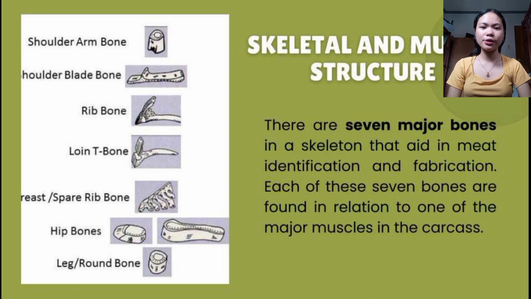There are 7 major bones in the skeleton that aid in meat identification and fabrication. The first is the shoulder arm bone, which is part of the stirrup front around the shoulder girdle. It encompasses the area from the pectoral muscle across the ribs to the shoulder itself and up to the backbone. The next is the shoulder blade bone. It contains the blade bone and several muscles.